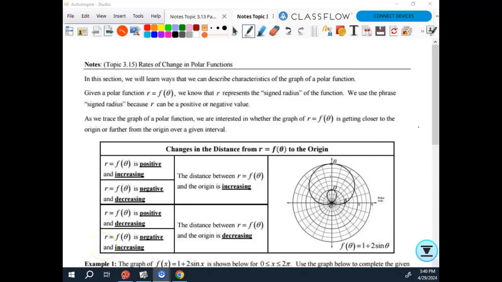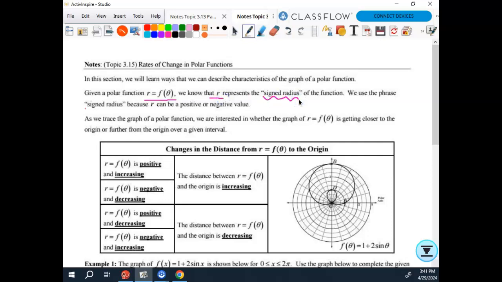Here is topic 3.15, rates of change in polar functions. In this section, we will learn ways that we can describe characteristics of the graph of a polar function. Given the polar function r equals f of theta, we know that r represents the signed radius.